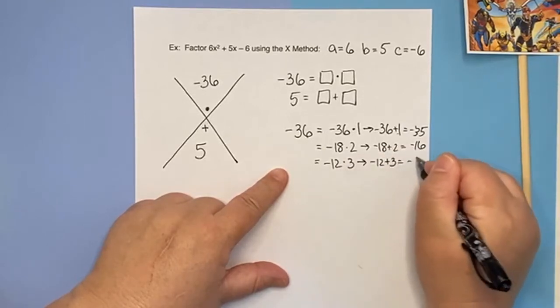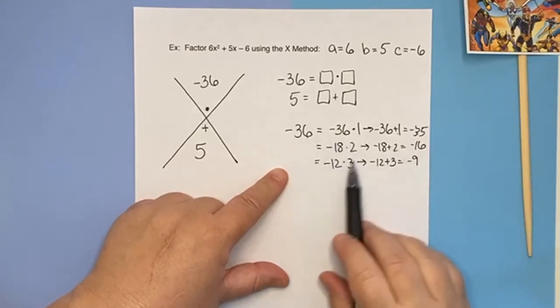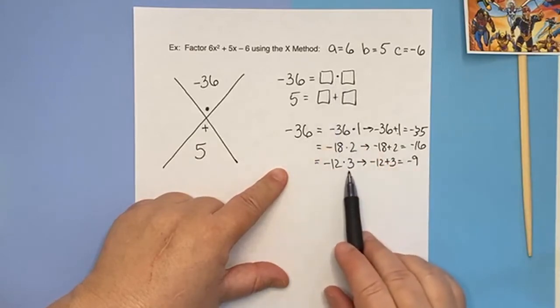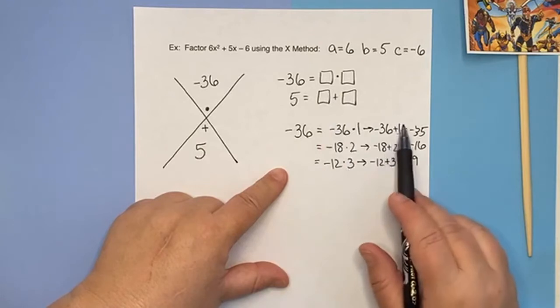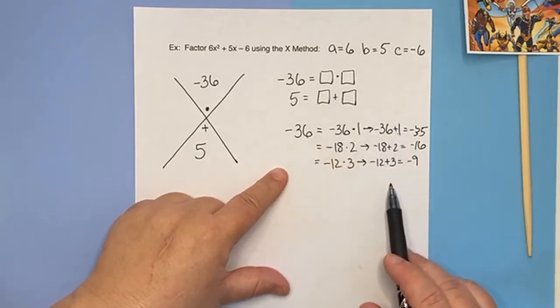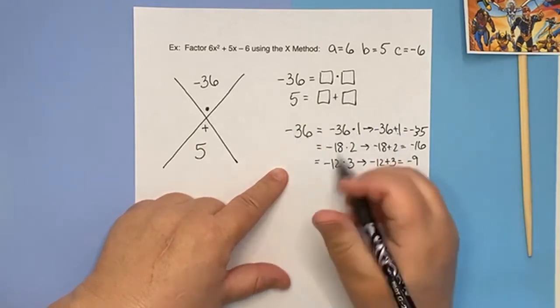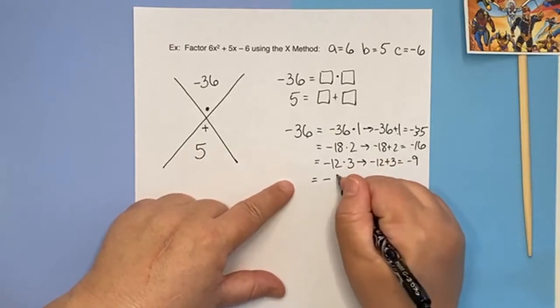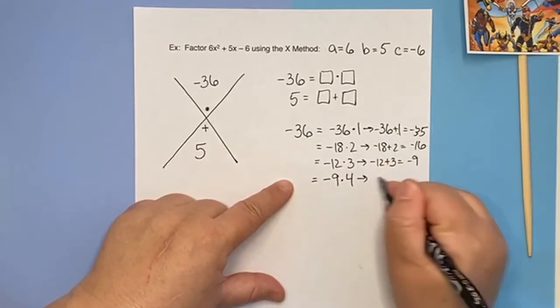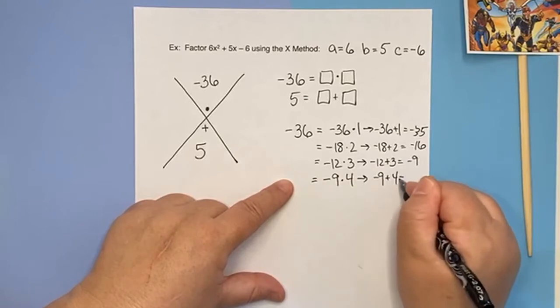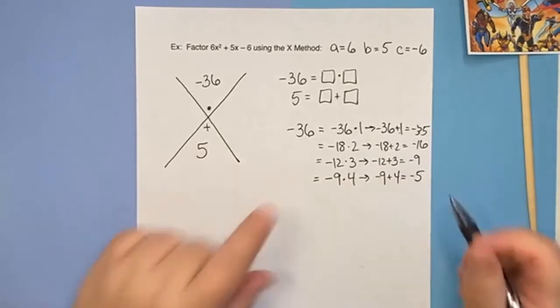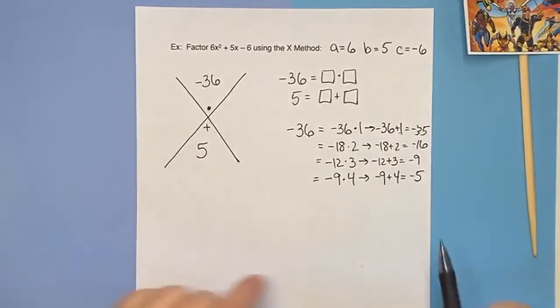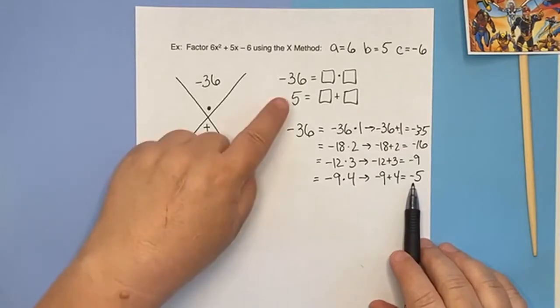So what am I doing? I'm doing the multiplication to find the pairs that multiply to negative 36. And then I'm testing the addition, right? Trying to get to 5. Okay, negative 9 times 4. Negative 9 plus 4 is negative 5. And now I stop and I go, wait, negative 5? But I want positive 5.